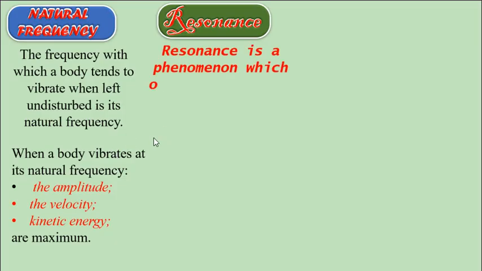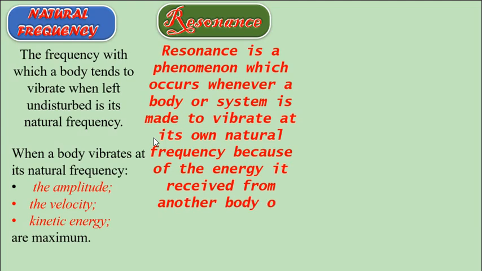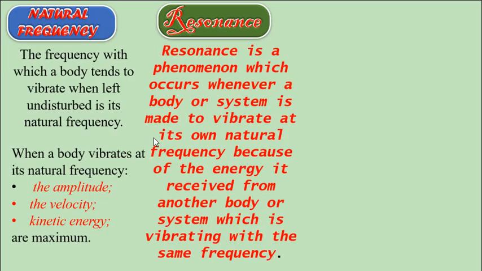So therefore, we can say that resonance is a phenomenon which occurs when a body or a system is made to vibrate at its own natural frequency. Why? Because of the energy it receives from another body or system which is vibrating with the same frequency. So the one vibrating with a particular frequency forces another object to vibrate at its own natural frequency. Then resonance takes place. Like I said, whenever that happens, it can cause a lot of disruptions. So now, types of resonance.